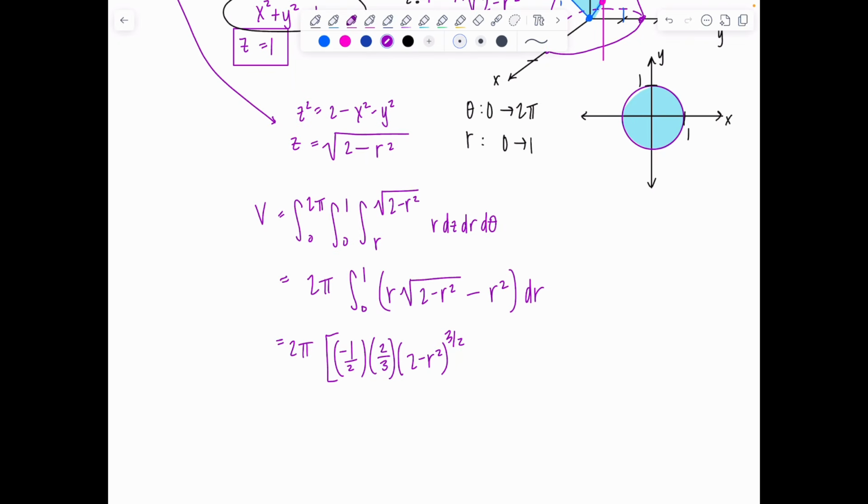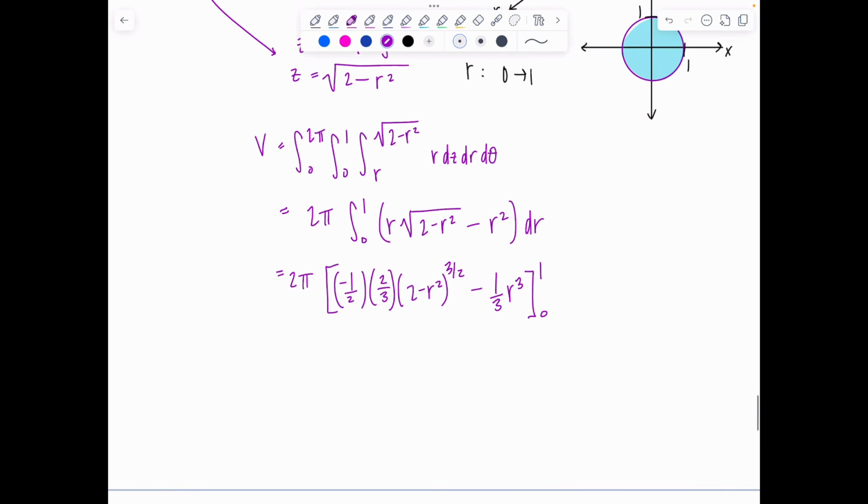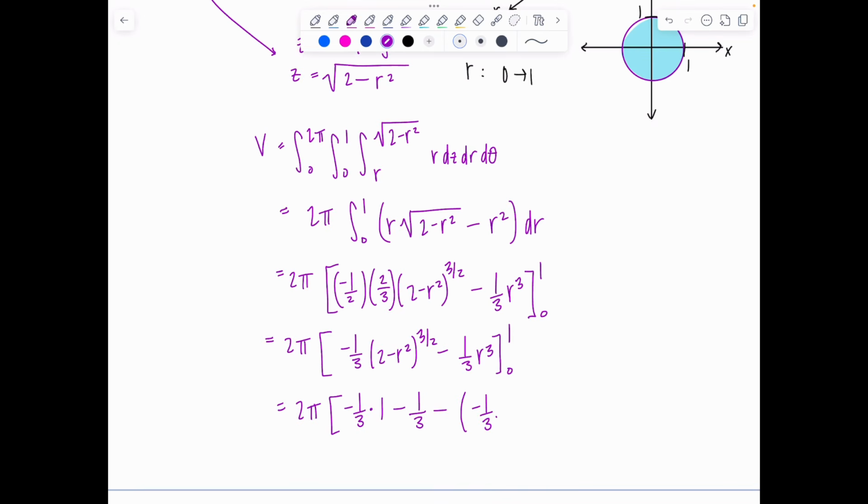So that whole first term is taken care of. And then I have minus 1/3 r cubed. This is evaluated from 0 to 1. Look at how effortless. So we've got 2 pi times negative 1/3, 2 minus r squared to the 3/2 minus 1/3 r cubed, 0 to 1. And then this is 2 pi times negative 1/3 times 1 minus 1/3 minus negative 1/3 times 2 minus 0, or plus 0, but whatever. Okay, and then this will clean up to 4 pi over 3 times rad 2 minus 1.